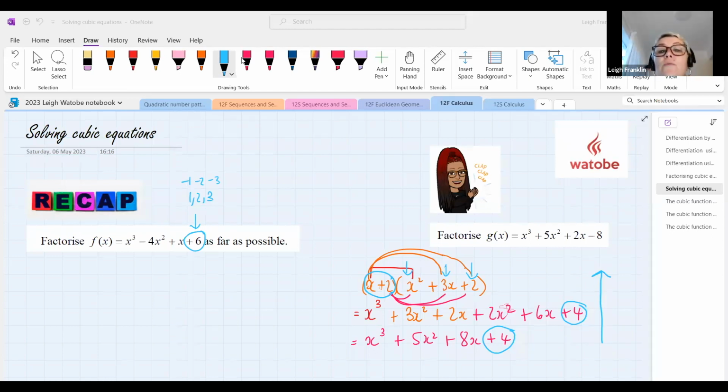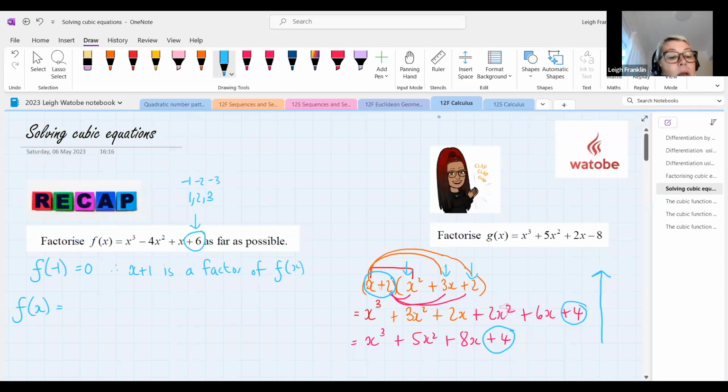All right, so in other words, what you guys have discovered is that f of minus 1 is 0. That means that x plus 1 is a factor of f of x. Okay, good, well done. So now we know what our linear factor is. So we're going to write f of x equals, and we're going to put x plus 1 in brackets.